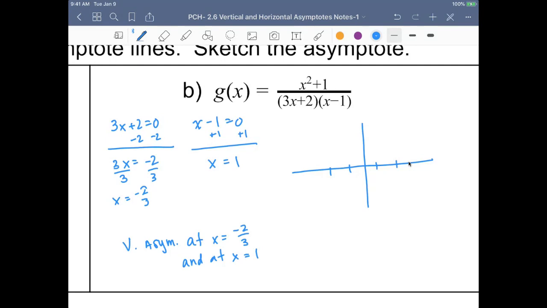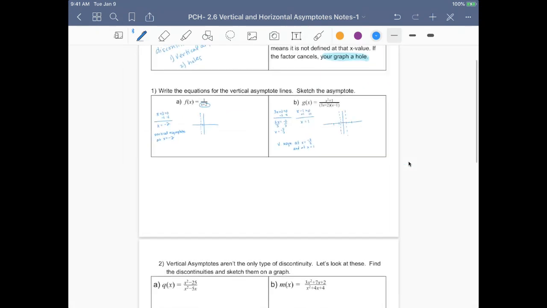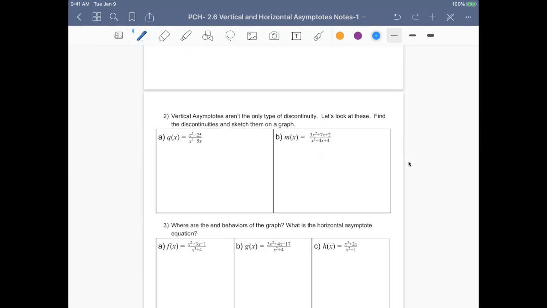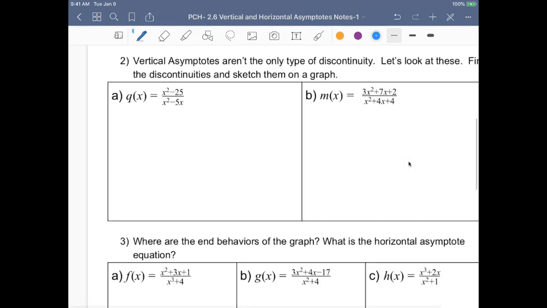Okay, so at 1, I would have a vertical asymptote, and at negative 2/3, I would have a vertical asymptote. It's okay to have more than one vertical asymptote. It'll just create more sections of graph for us. All right. So there's a second type of discontinuity besides vertical asymptotes. Vertical asymptotes are just a break in our graph, and there's another kind, and these are called holes. So let's look how this works.